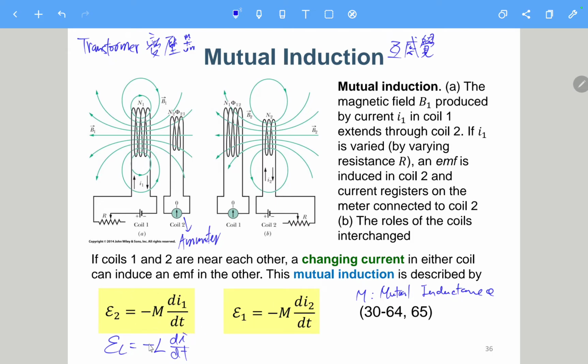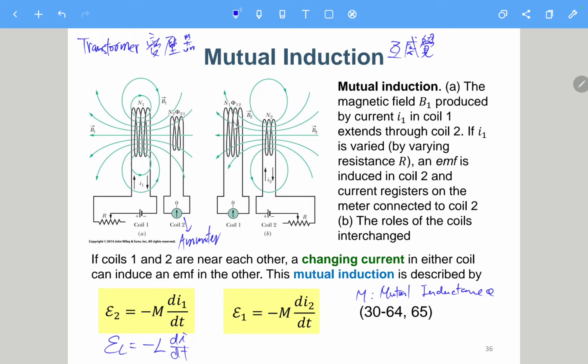Okay, so this is analogous to the self-inductance, but here we call it mutual inductance because if we have some current for the first coil, it will transfer some power to the second coil to generate some current there. And for this one, actually the coil doesn't change, but we change the battery and the resistor to the second coil, and then we move the ammeter to the first coil.